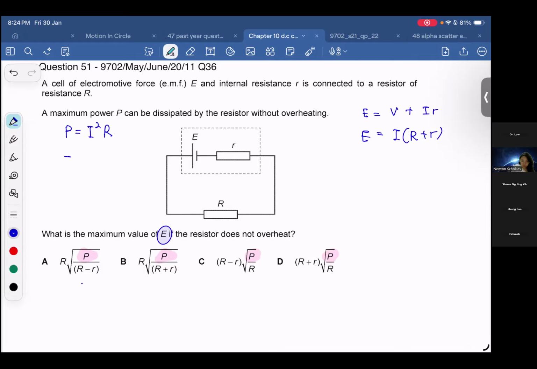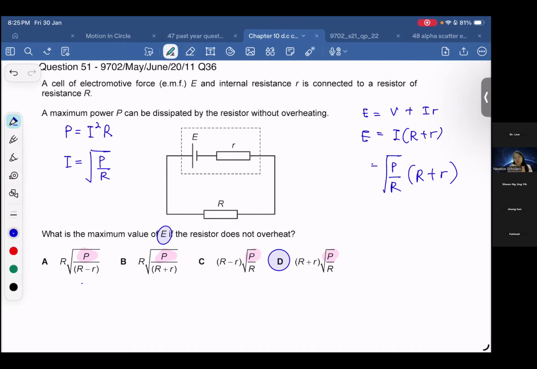Correct. So your I here will be the square root of P over R. So we put that in, then R plus r. Then you solve it, and you will get the answer. Boys and girls, this is how I teach you to think and solve the question. Sometimes we don't have an idea how to change or move things. Then you look at your options A, B, C, D. They involve P. So you need to think how to move the formula of P inside the E.